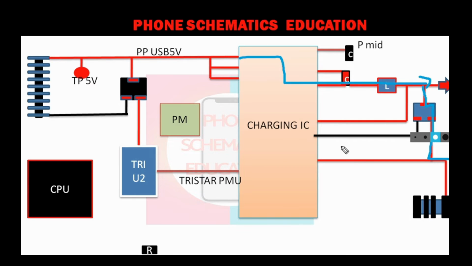IC, it deactivates this MOSFET. In this MOSFET, another diode is built in. So this MOSFET is off. So VCC is generated through the charging battery voltage, through this voltage, the battery voltage. It means your phone runs on battery power.